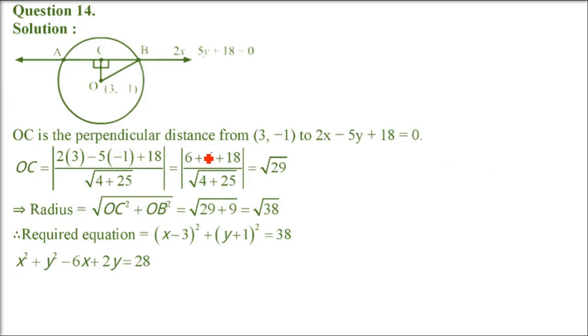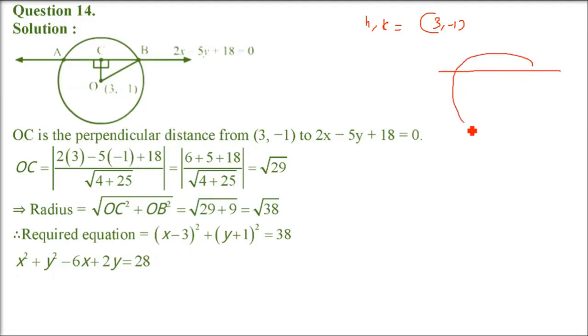Find the equation of the circle whose center is (3, minus 1) and which cuts off an intercept of length 6 from the line 2x minus 5y plus 18 equals 0. So first let me write h and k. And the other important thing is that it cuts off an intercept of length 6 from the line. Now the main thing here is that the line the circle is cutting is a chord of the circle.